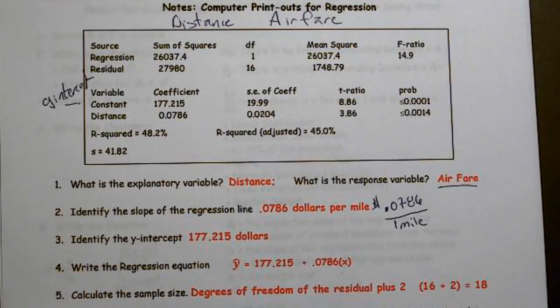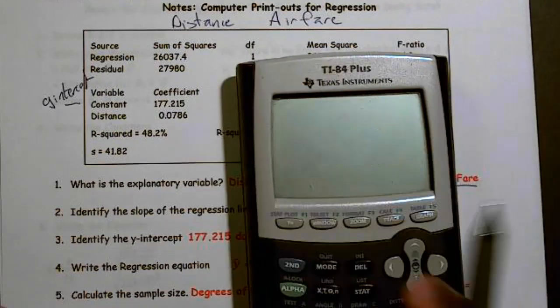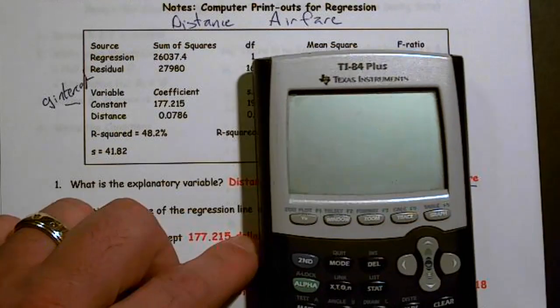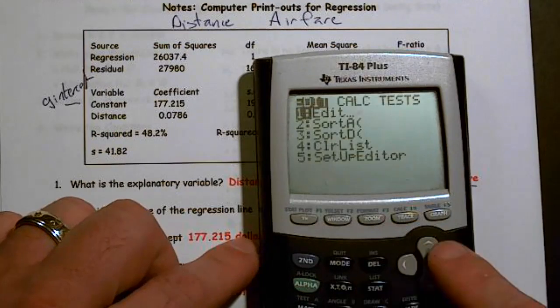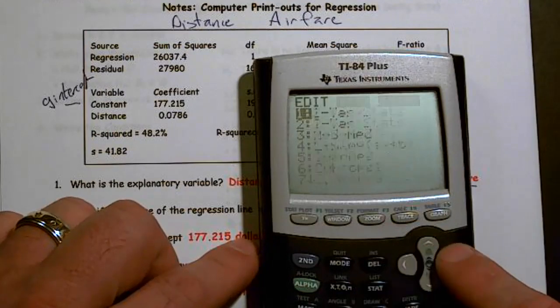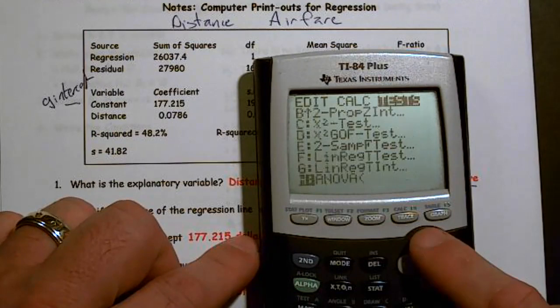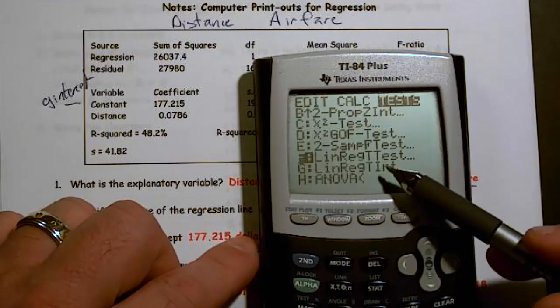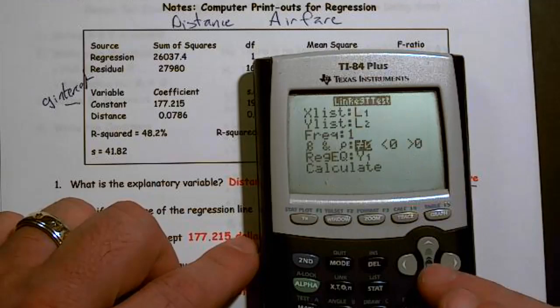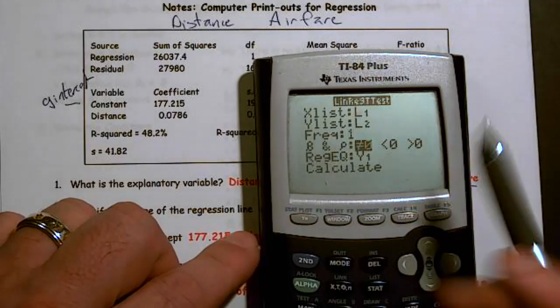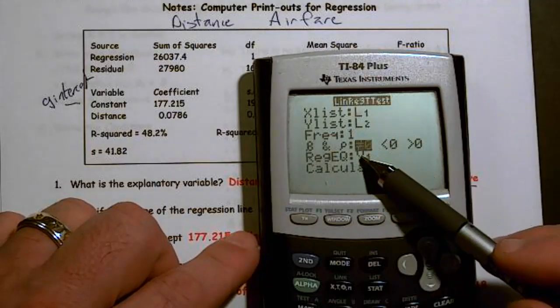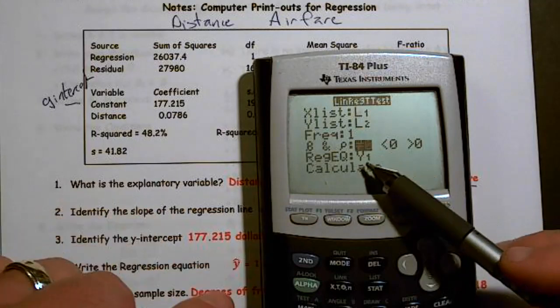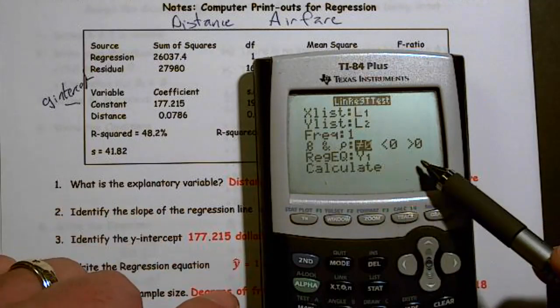Now, I've entered all that data into the calculator, and I want to do this fairly quickly. Let's go stat and arrow over to the word test. We're going to run a linear regression t-test, which happens to be letter F. I'm going to press enter. My data is in L1 and L2, my frequency should be 1, and then it gives me a choice of whether it's going to be not equal, less than, or greater than.